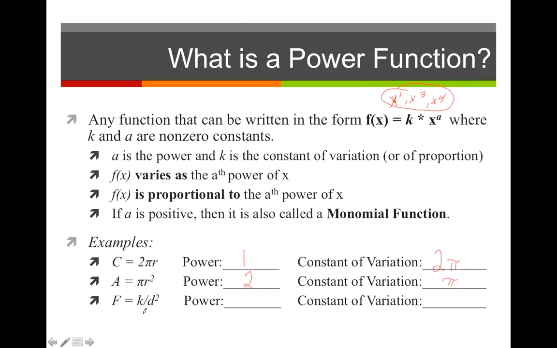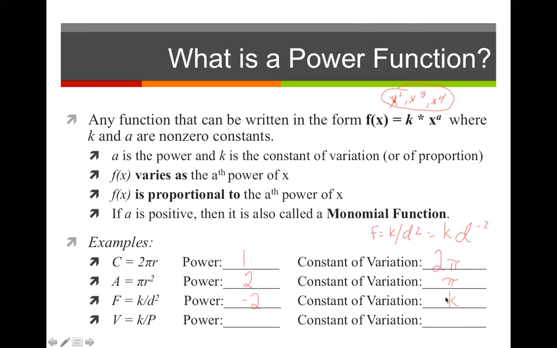This one you've got to be a little bit careful here because the power is not 2. This is actually F is equal to k over d squared, which is actually k times d to the negative 2 power. Notice this doesn't have any fractions in it, which means the power of this function is negative 2, but the constant of variation in this particular case is k. The last one here is V equals k over P, and the same idea holds that since P is in the denominator, that's actually P to the 1st, so it becomes k P to the negative 1, so my power is negative 1, and my constant of variation is k.